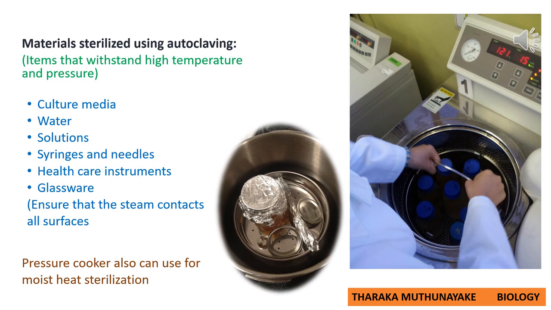If you use bottles with screw caps, then before placing them into the autoclave, loosen the screw cap slightly. It is important. Otherwise, if you tighten the screw cap of those bottles, then those bottles can be damaged during autoclaving due to high temperature and high pressure. Okay. In addition to that, remember a pressure cooker can also be used for moist heat sterilization.